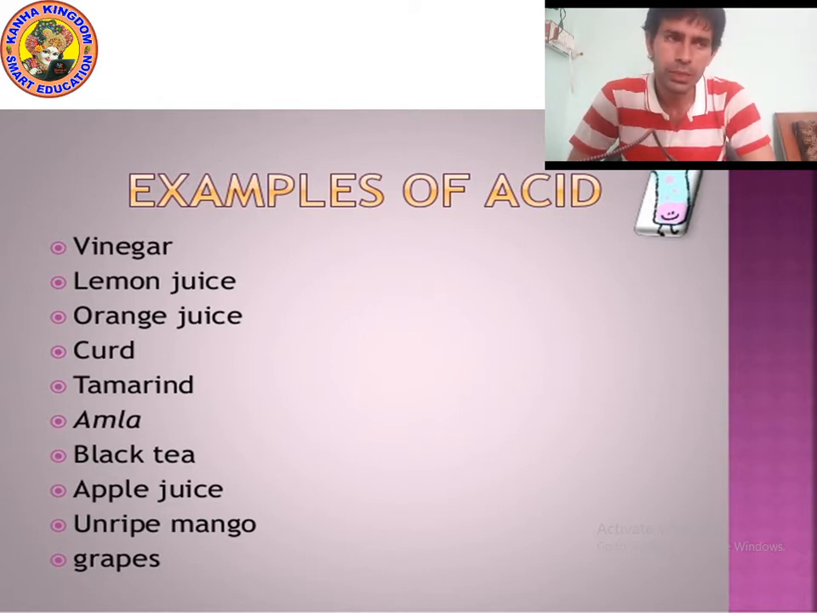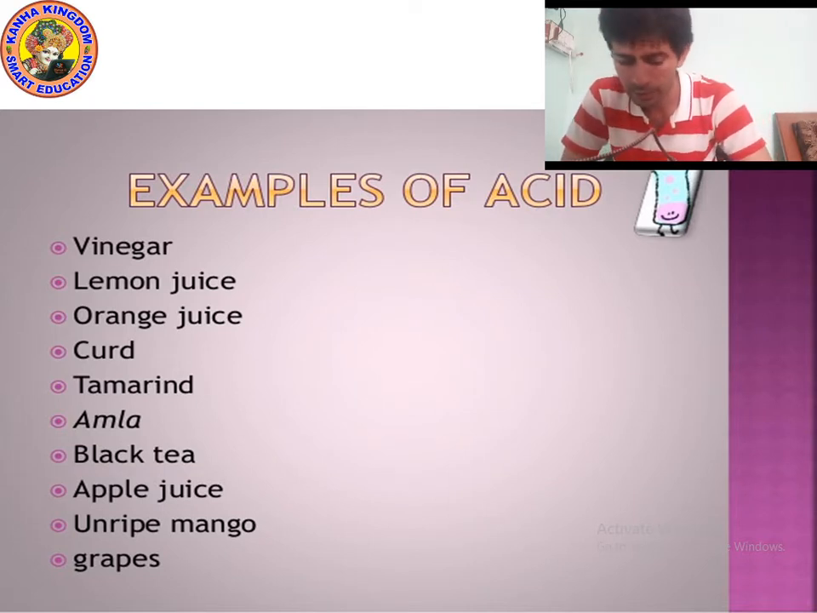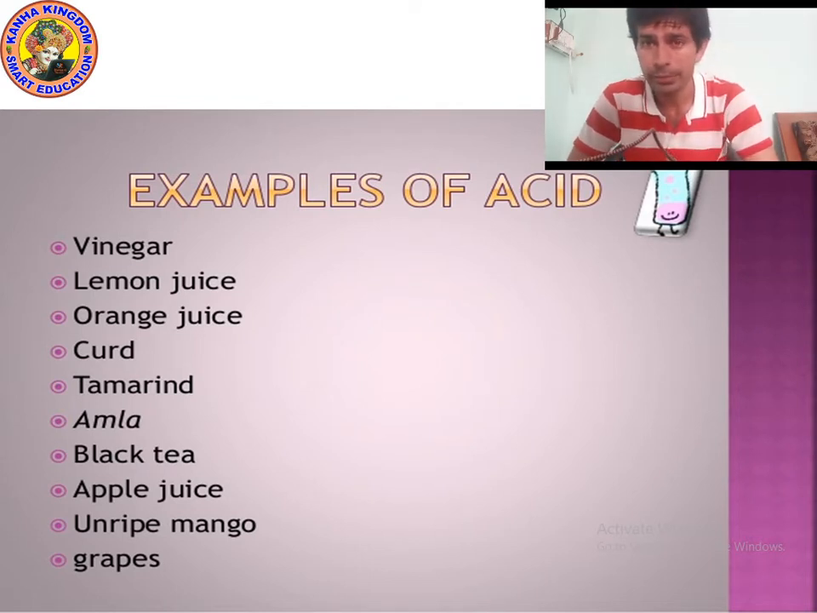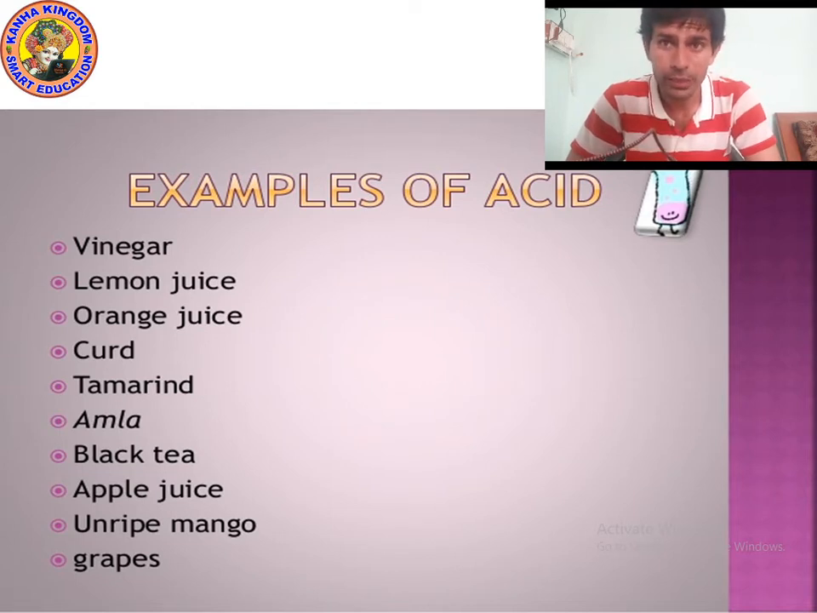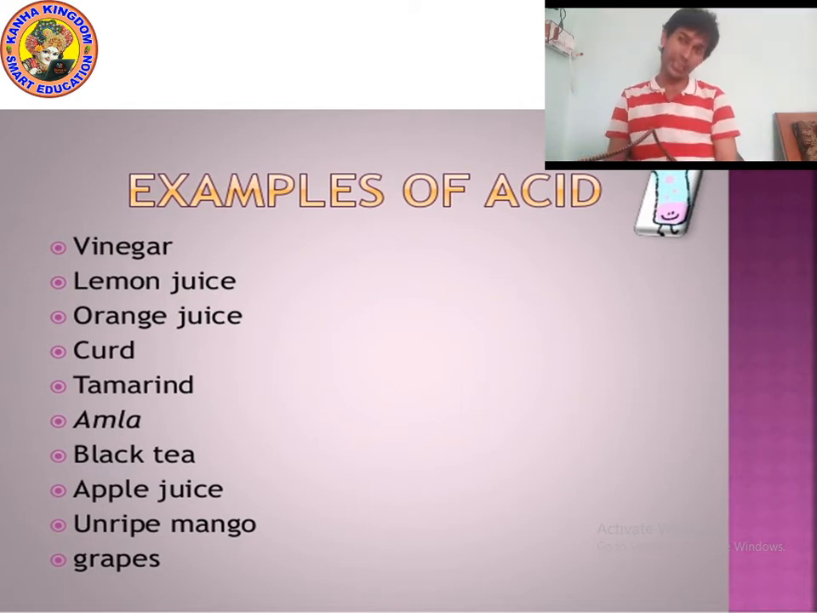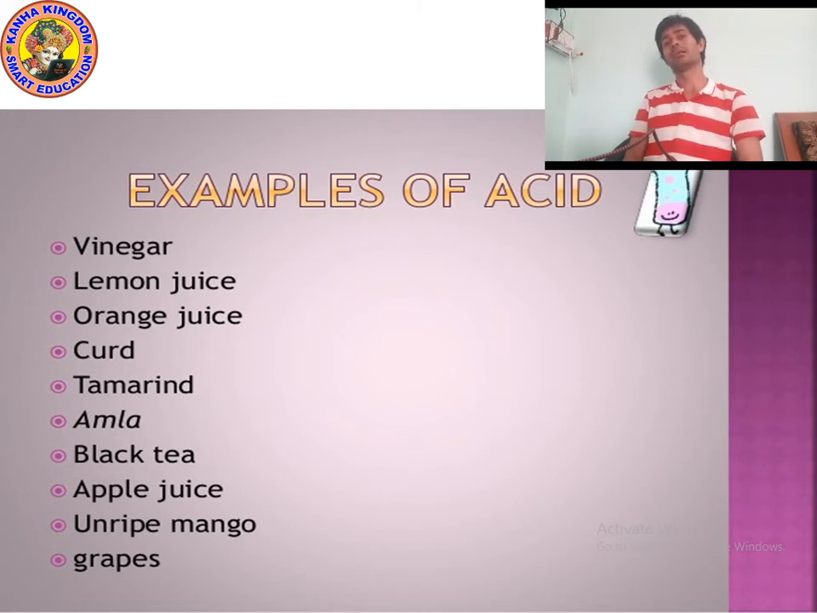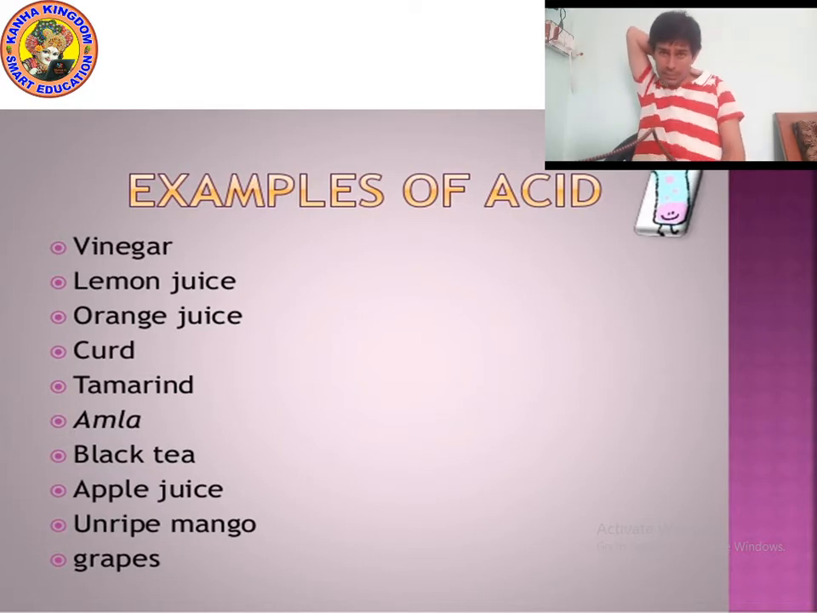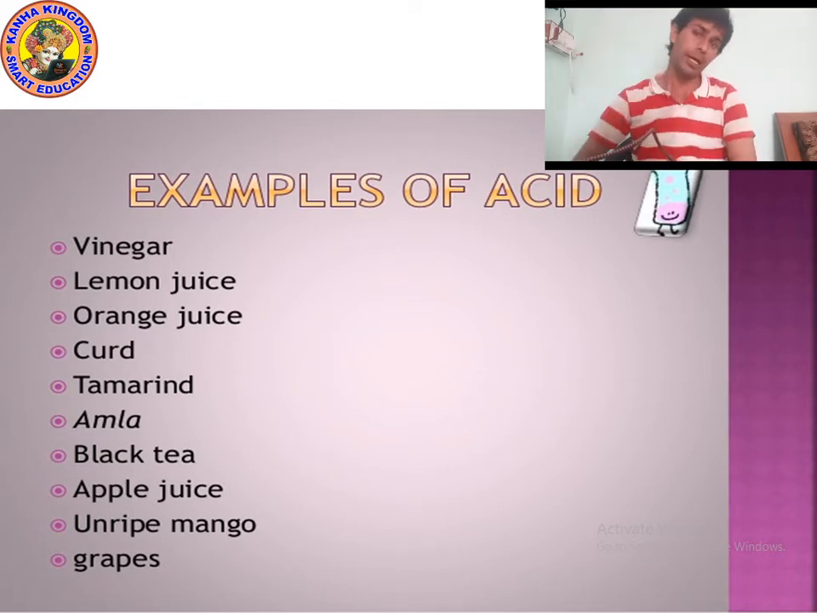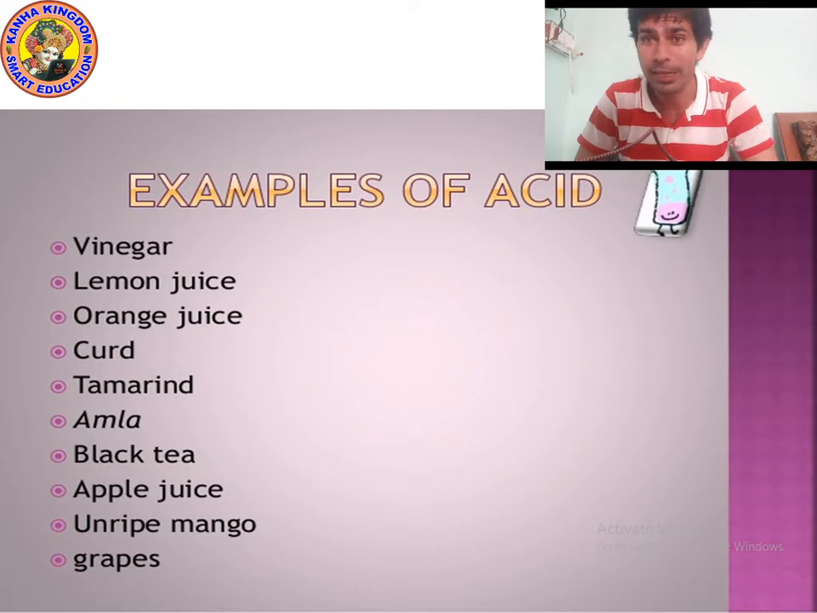So kids, as you can see, vinegar is known as acetic acid. Yes, tamarind, imli. Do you like tamarind toffee? We eat tamarind. Do you like tamarind chutney? Yes. Lemon juice also contains acid. Yes, I like lemon juice. Orange juice also I like. Grape juice I like. Mango juice I like. I like all. Understood? Now let's move on to the next point.